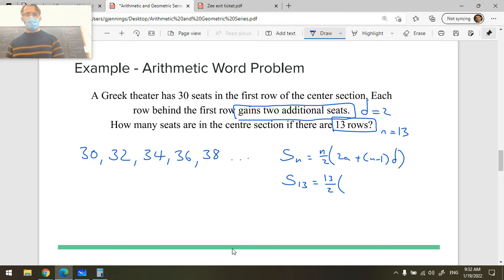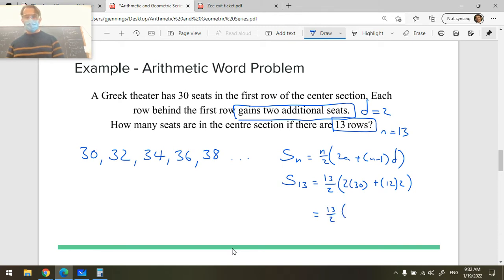30 times 2a, so that's 2 times 30, because our first term there, a, is 30, plus n minus 1, so 13 minus 1 is 12. I'm just going to write down 12. I'm not going to write down 13 minus 1. I'm lazy. And then d is 2. Okay. Now, evaluate. So I notice, actually, I'm multiplying by 2 all the way inside that bracket. I could cancel that 2 right there, but I'm not going to. Okay. This is 13 over 2. No way to simplify that.